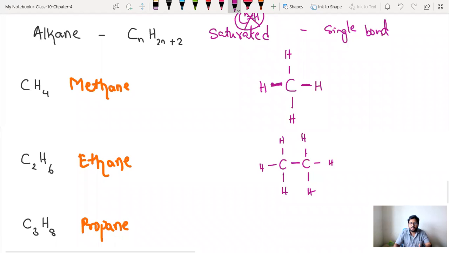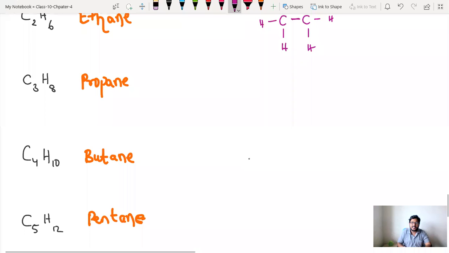Simple to represent. Next, let us represent for C3H8. How many carbons? 3. 1, 2, 3. First you have to draw carbons. Number 2, we have to represent bonds between carbons. This is saturated, alkane, single bonds. Single bond between carbon, single bond between 2 carbons. Now, next step, draw remaining valencies.